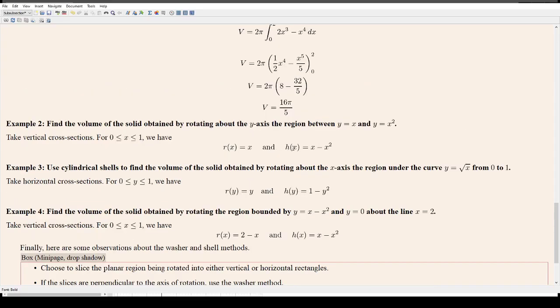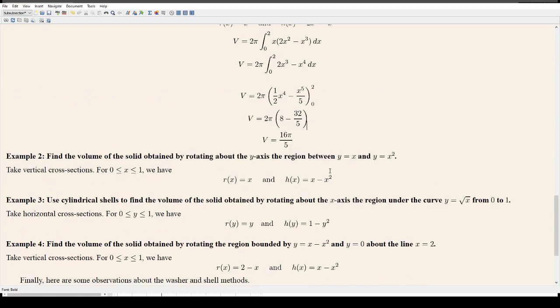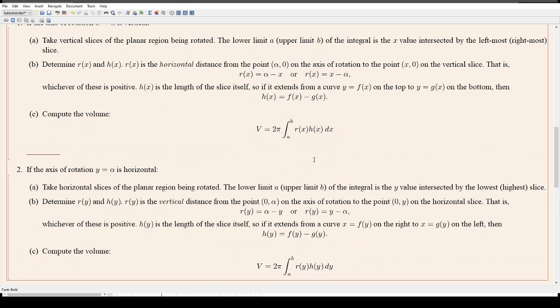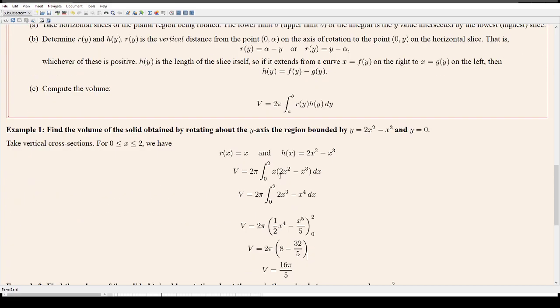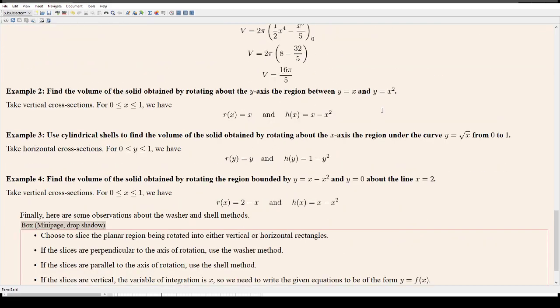Which is what I've written here. So the radius is x, the height is x minus x squared. And again, this is in agreement with what I was writing up here. So the radius is going to be one of these. In this case, again, the axis of rotation is x equals 0. So it's either negative x or x. So it has to be x because it has to be positive. And then the height is just the difference between two curves. So namely, top minus bottom.